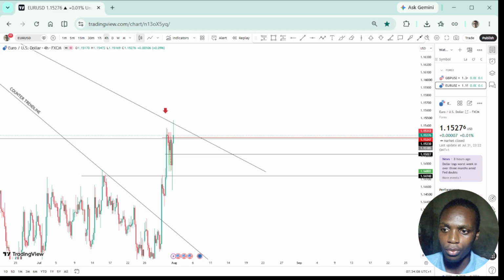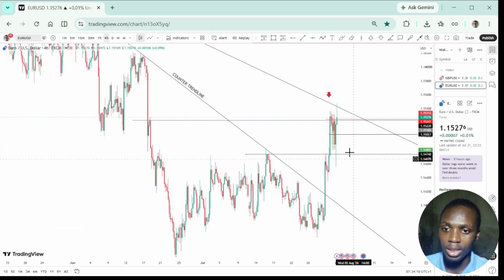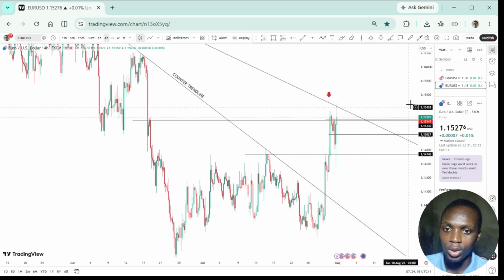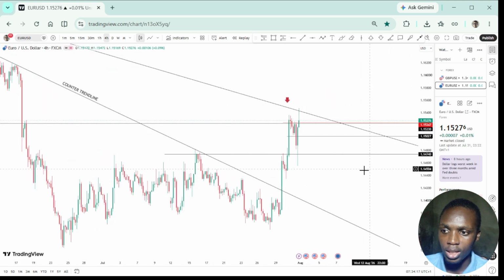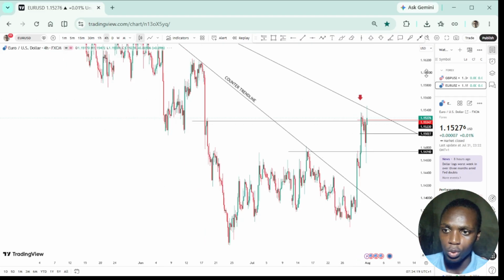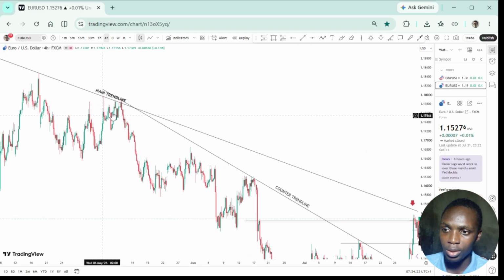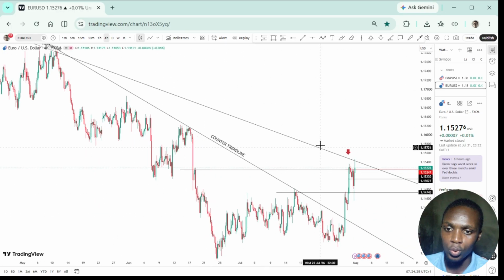Let me show you what I have done lately on the 4-hour, because as I've said earlier, I do my analysis basically on the 4-hour time frame. You can see all my trend lines, all the lines that you see in that zone. Let me show you exactly what I have on Euro USD. I have the main trend line. This is the second touch on my main trend line, and this is the third touch we have been waiting for.